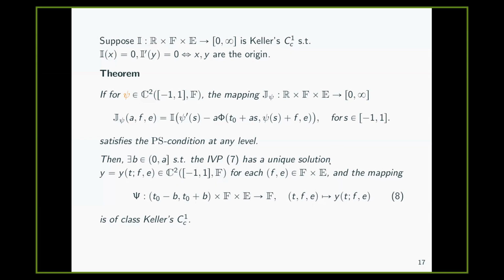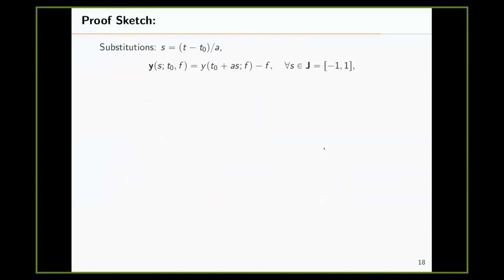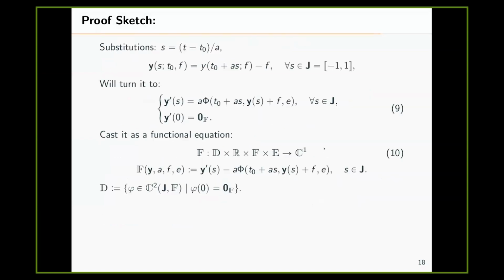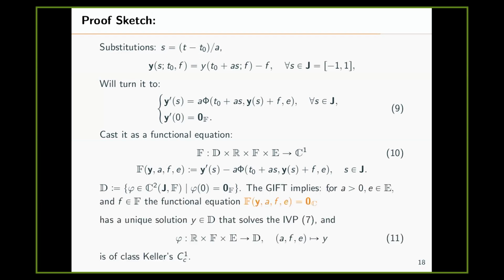So actually, the idea of the proof is one of the applications of the theorem on Fréchet spaces. Here we reformulate the problem as a functional equation. First, we rescale it using a simple substitution, and we reformulate it as a functional equation. That's why we want to apply the implicit function theorem. And actually, the solution that we are looking for is the solution of this functional equation.